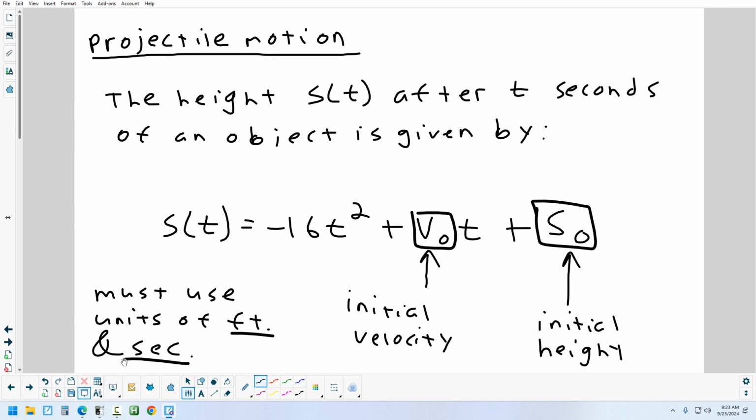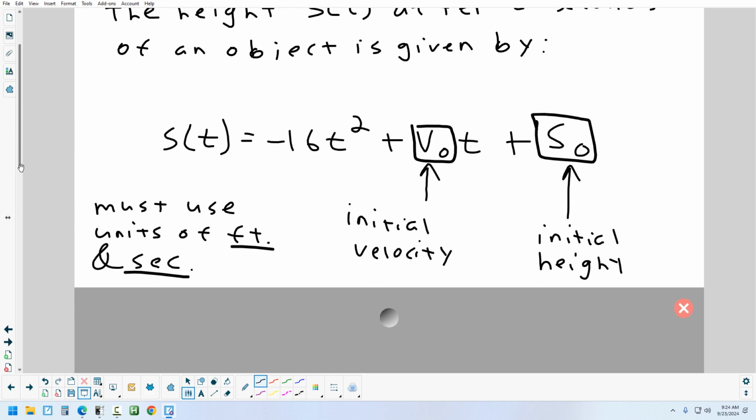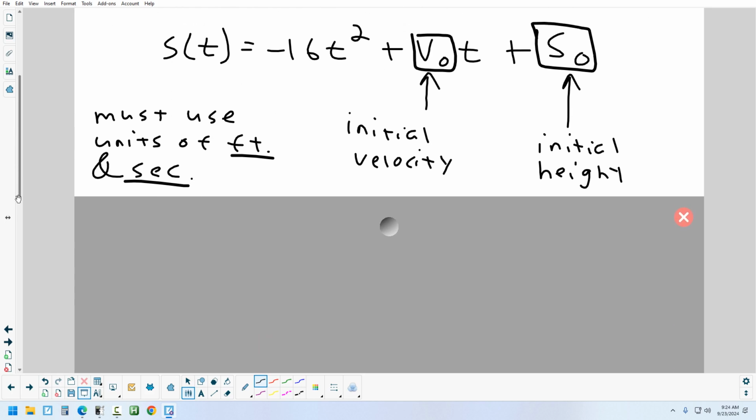And in our problems, we will always be using units of feet and seconds. In science, probably not the units you would use. They're probably going to use meters. They'll use metric. And if you use metric, that does change a few things, but we're not going to worry about that. And on the test, you can have a reference sheet. So if that's a formula that you don't remember, I would probably write that down in case you had a question on projectile motion.